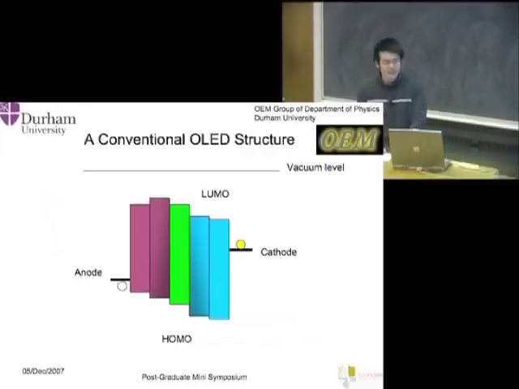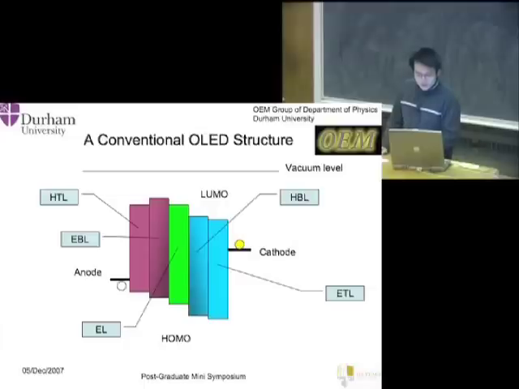So this is a very simple structure for the conventional OLED device. The blue one, in sequence, is the electron transporting layer beside the cathode, and then the hole blocking layer. And then the green one is the active layer, which emits light. And the next one is the electron blocking layer. And the next one is the hole transporting layer, and then the anode.